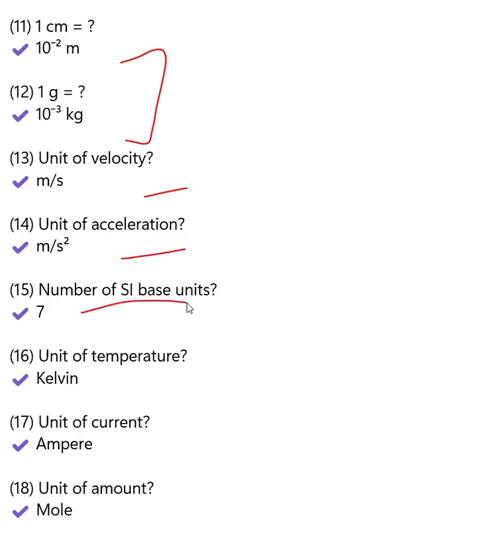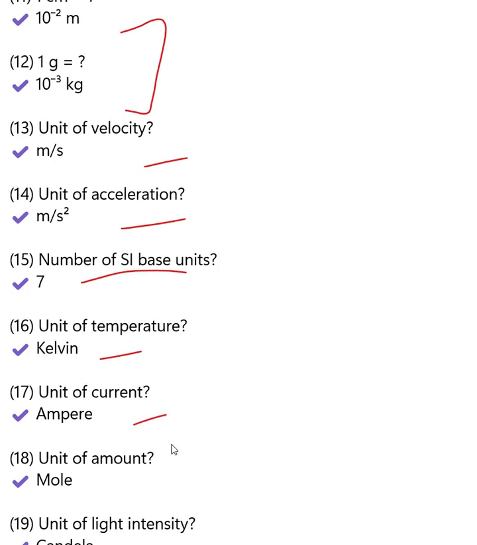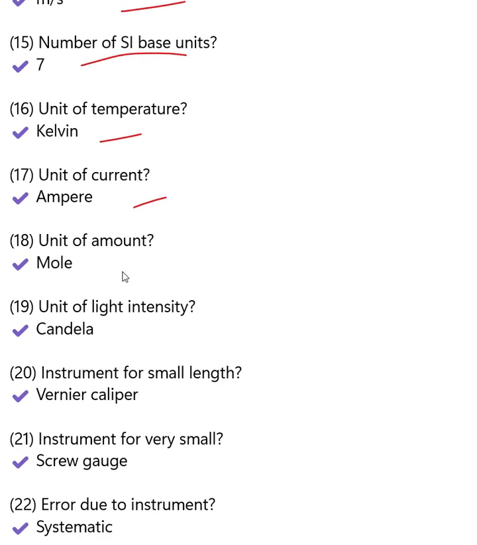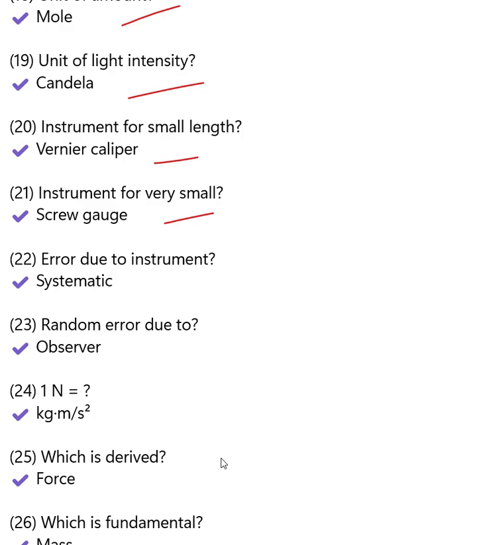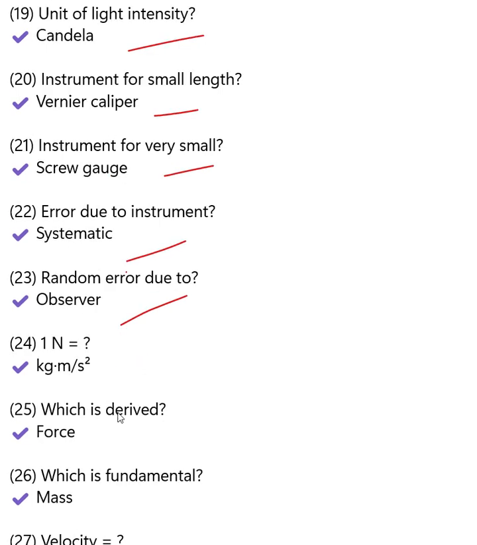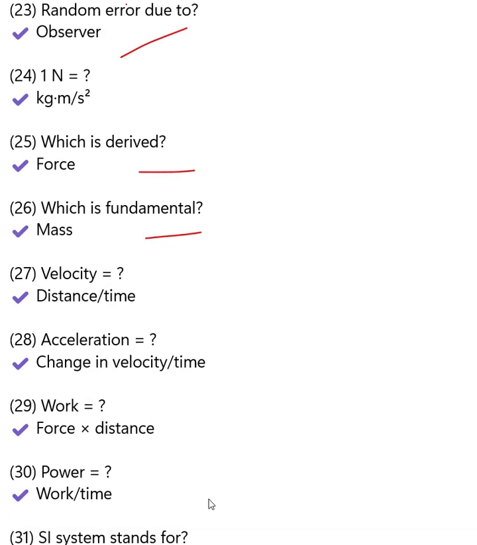Number of the SI base units is 7. Unit of temperature is Kelvin, unit of current is ampere, unit of amount is mole, unit of light intensity is candela. And instrument for small length is vernier caliper, for smaller is screw gauge. Error due to instrument is your systematic error, random error is due to the observer. 1 Newton is equal to 1 kilogram meter per second square. Which is derived is your force, which is fundamental is your mass.